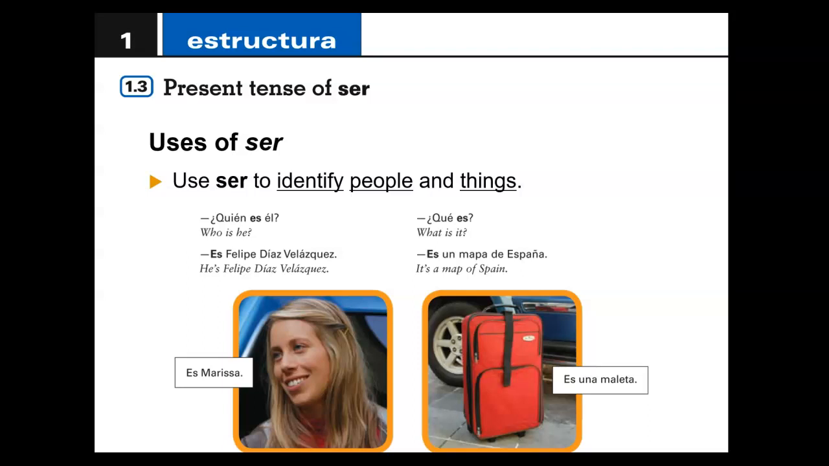If we look at the next picture with the suitcase, it's saying es una maleta. We're identifying that. What is it? It's a suitcase. Okay. If we go up here to this question, it says ¿Quién es él? Who is he? And then we're going to respond, es Felipe Díaz Velázquez. We're identifying who that person is that they asked about. If we look at the next example over here, it says, ¿Qué es? What is it? We're going to identify that by saying, es un mapa de España. So we use ser to identify people and things.